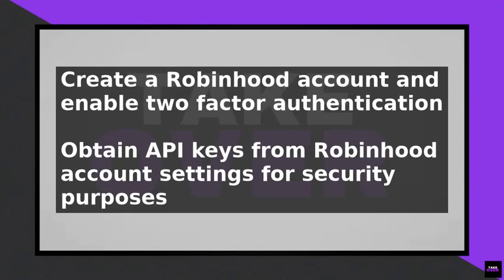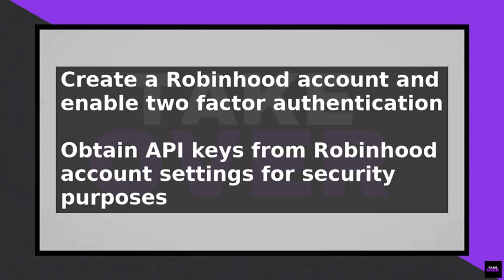To automate Robinhood trading, you will need to use a programming language like Python and an application programming interface, or API. The first step is to create a Robinhood account and enable two-factor authentication to add an extra layer of security. Next, you will need to obtain your API keys from Robinhood, which can be found in the account settings.